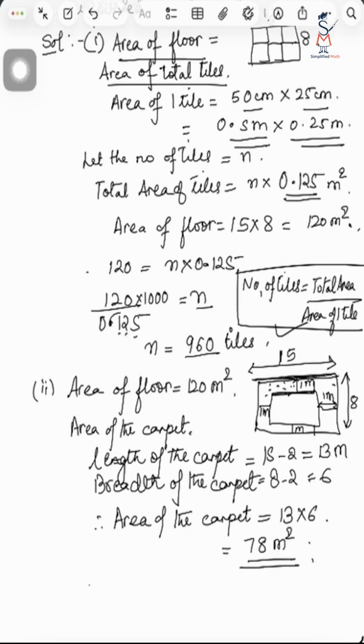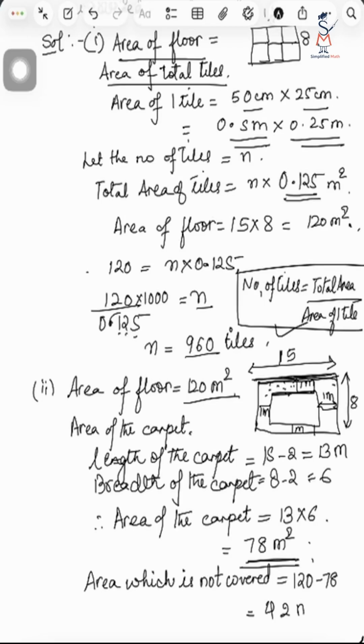Now we will find out uncovered area, the area which is not covered. So how much area is not covered? Total area of the floor is 120, and by carpet 78 is covered. So 120 minus 78, that is 42 meters square. Fine, this is area not covered.